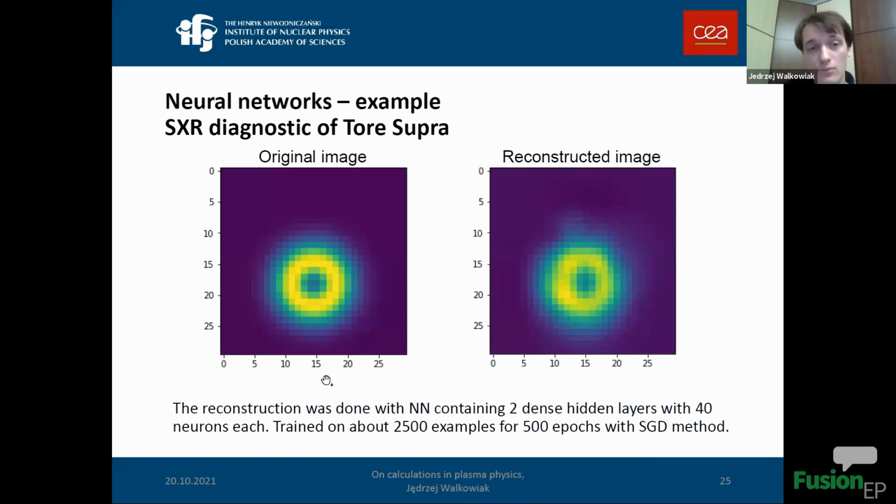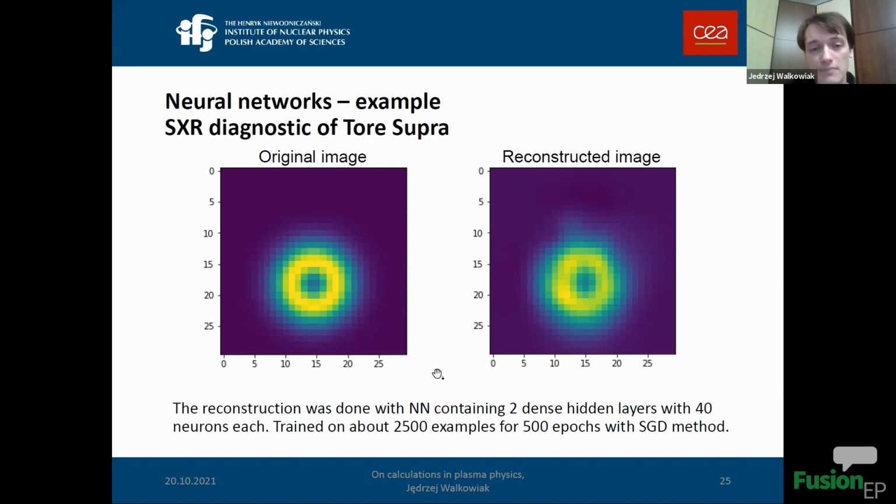And here we can see a simple example of the reconstruction of this emissivity in the case of the Tore Supra soft X-ray diagnostics. I made a simple neural network with 2 hidden layers with 40 neurons each, so it's quite a small neural network, and trained it with something like 2,500 examples of the original images and reconstructed images.